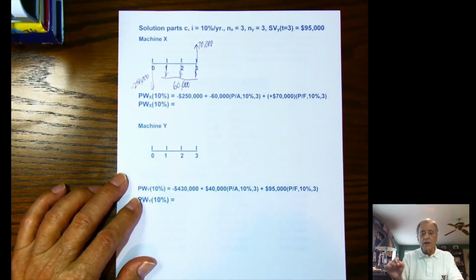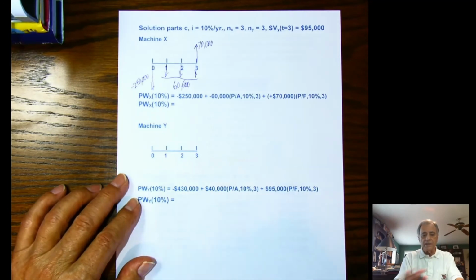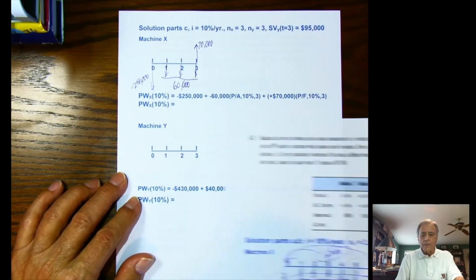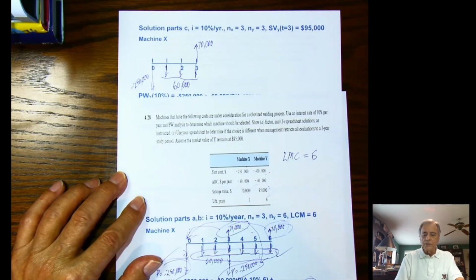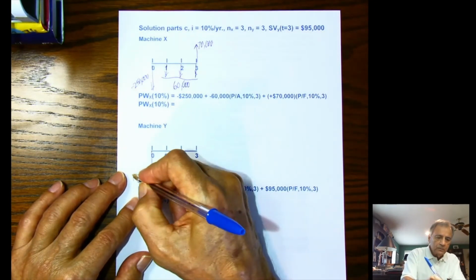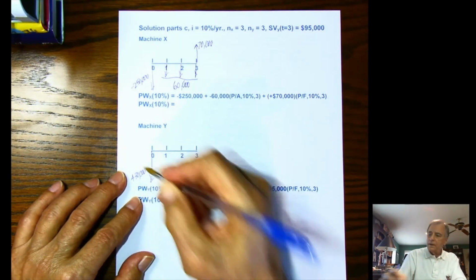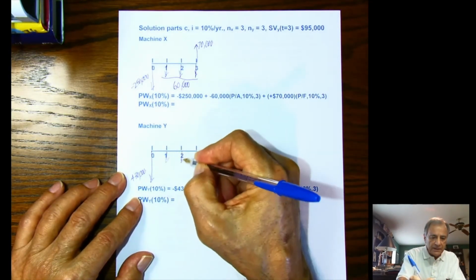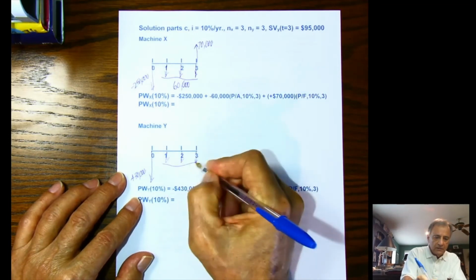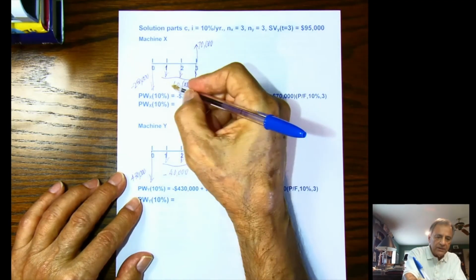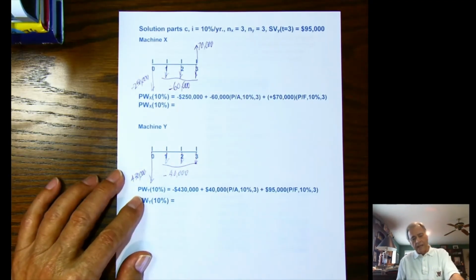Now machine Y really would have lasted 6 years, but he's saying cut it off at 3. We're going to use a 3-year study period, and that one cost $430,000, recall. So we'll put the 430 here. It has an annual operating cost of $40,000 a year, a little bit less than machine X. Again, remember that actually this is a minus 40 here. That actually went for 6 years, but he's cutting it off at 3.